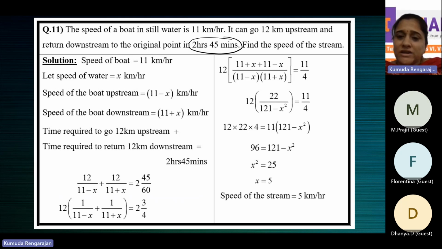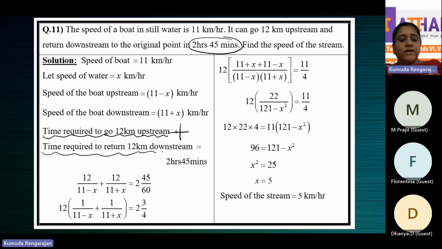It's given that 12 kilometers upstream and to return, he takes a total of 2 hours and 45 minutes. That means he goes 12 kilometers upstream and comes back 12 kilometers downstream in a total time of 2 hours 45 minutes. So you should add the time taken to go 12 kilometers upstream and the time taken to return 12 kilometers downstream. The total time is this one. How do you find time? Distance by speed, is equal to the time taken.